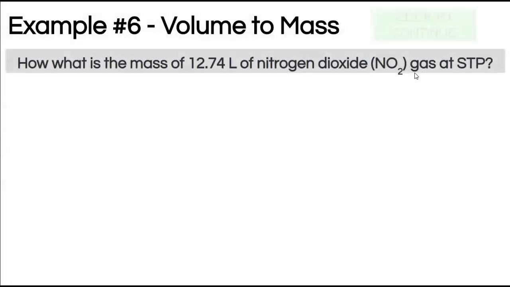All right, so our first example, we're going to convert from volume to mass. Pay particular attention because I really worked hard on these slides. I think you'll notice. We're going to look at converting 12.74 liters of nitrogen dioxide to grams. That's what I understand when I see mass. I think grams. So I'm going to continue on.